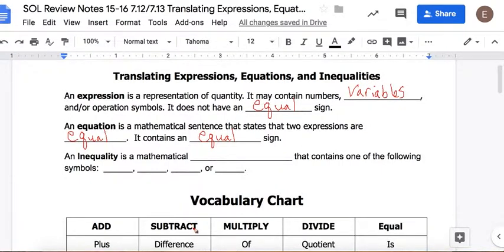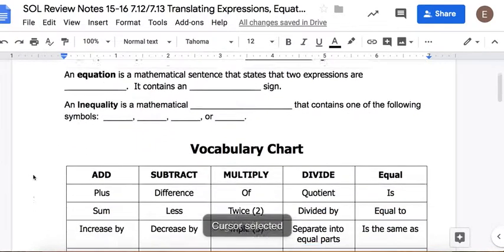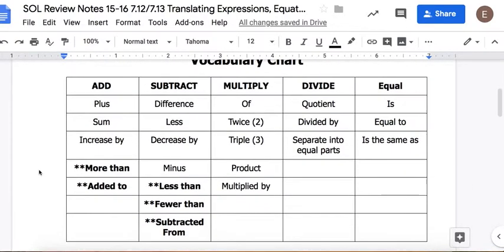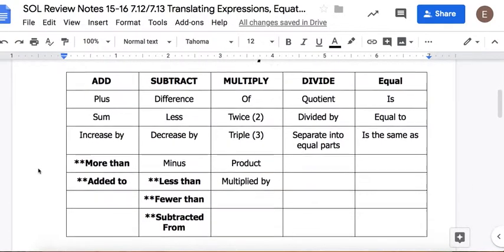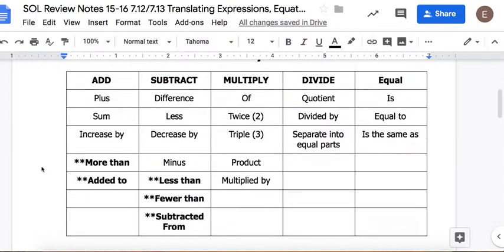And finally, an inequality is a mathematical sentence that contains one of the following symbols: less than, greater than, less than or equal to, and then finally greater than or equal to. Okay, that brings us to our vocabulary chart, which will help us see and write the expressions, equations, and inequalities.